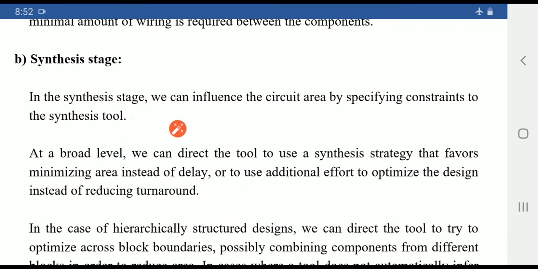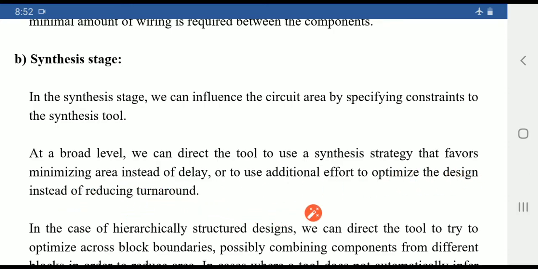In the synthesis stage, we can influence the circuit area by specifying constraints to the synthesis tool. Here the constraints are nothing but how much speed is required, what the cost is, and the packaging. If we concentrate on these 3 things and influence the synthesis tool based on them, we can also reduce the area. Otherwise, we can direct the tool to use the synthesis strategy that favors minimizing area instead of delay.